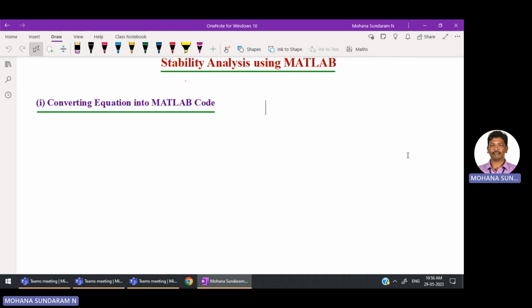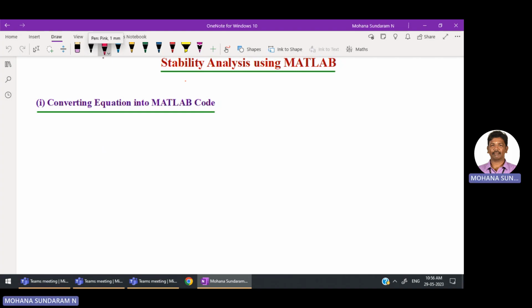First thing is I'll teach you how to convert a mathematical equation into a MATLAB code. All the equations which we are going to work with here are related to the stability analysis problem. I have already shared a video explaining a sample stability analysis problem. If you have any doubts regarding those equations or the values we use here, please have a look at that video and come back to this video to get a clear understanding.